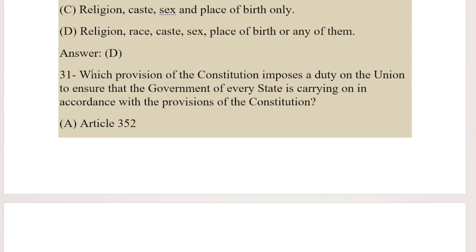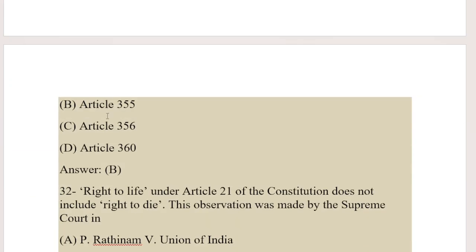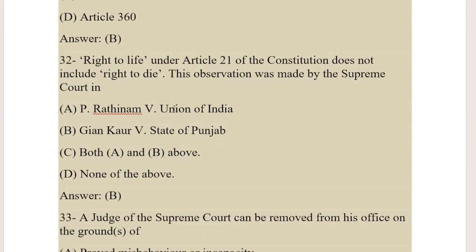And the next question is: which provision of the Constitution imposes a duty on the Union to ensure that the government of every state is carried on in accordance with the provisions of the Constitution? Option A is Article 352, option B is Article 355, option C is Article 356, option D is Article 360, and the right answer is option B, Article 355.